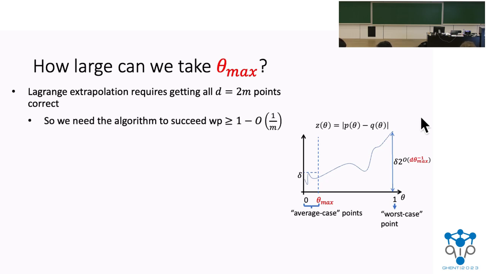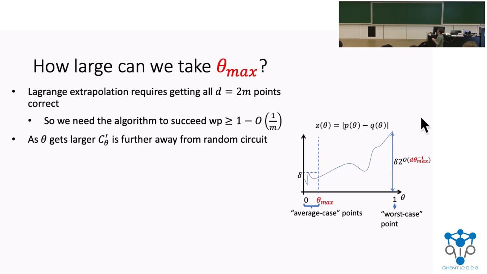So there wasn't any room for error, and because of that, we were invoking a union bound, right, which said that as long as the faulty algorithm succeeded with probability 1 minus something like 1 over m, then all of these 2m points were going to be correct with probability 2/3, okay? And so that required taking this algorithm to have very high success probability, right? Because otherwise, there would be a significant chance that the algorithm would be wrong on some point, and we wouldn't know how to use Lagrange extrapolation for that point.